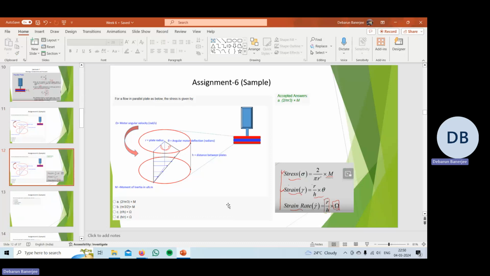So basically if you see the formulas, stress is equal to 2 by pi r cube into M. That is the correct answer for stress. Strain is equal to r by h into theta. Strain rate is equal to r by h into omega.